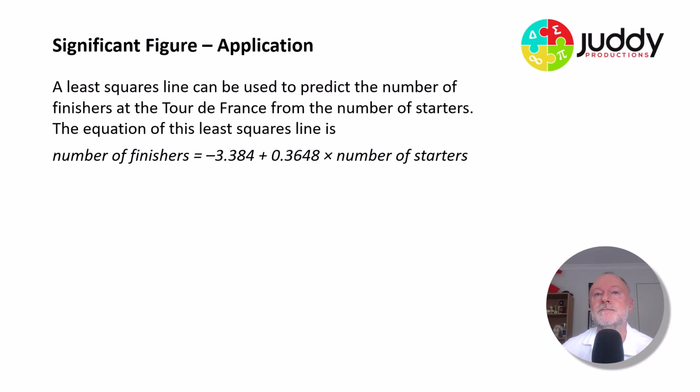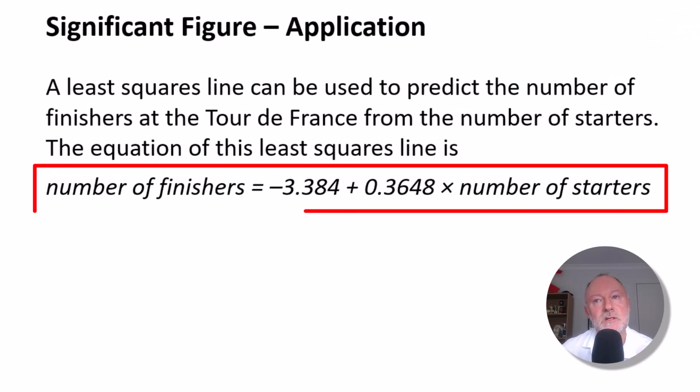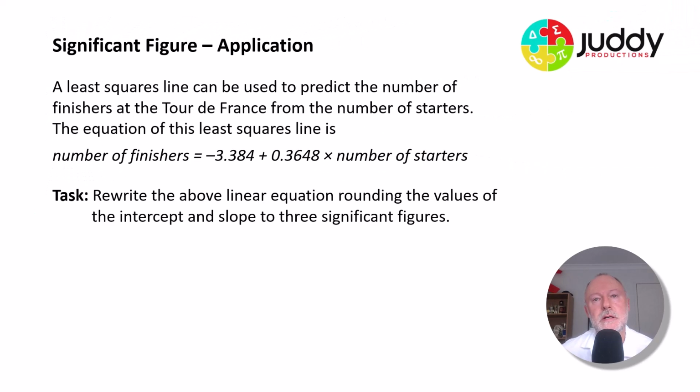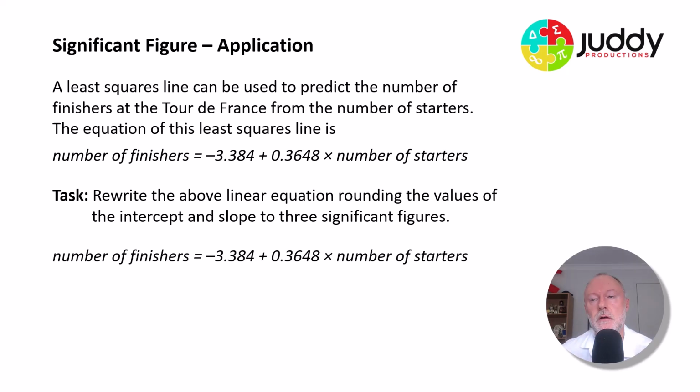Finally, an application. A least squares line can be used to predict the number of finishes at the Tour de France from the number of starters, that is, the finishing cyclists compared to the number of starting cyclists. The equation of this least squares line is the number of finishes equals negative 3.384 plus 0.3648 times the number of starters. And our task is to rewrite the above linear equation rounding the values of the intercept and slope to 3 significant figures. So here's our equation.